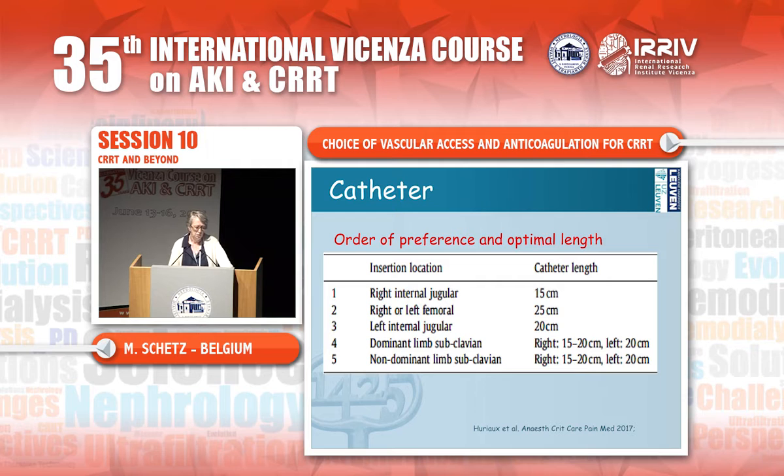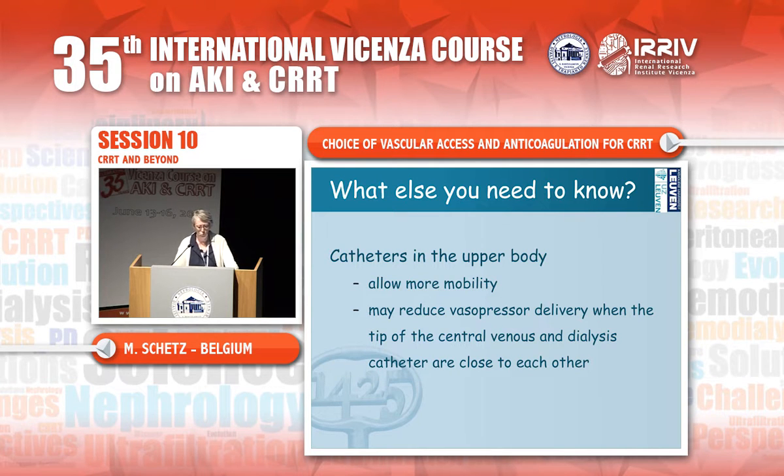So this is then the order of preference for inserting the catheter and the optimal length. So the first choice is the right jugular, then the femoral, then the left jugular, and the subclavian at the non-dominant limb is really the last choice, because that's the limb where eventually in the future a permanent access will be created if the patients evolve to chronic dialysis.